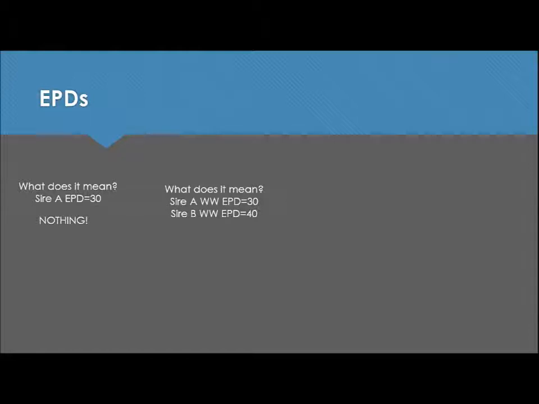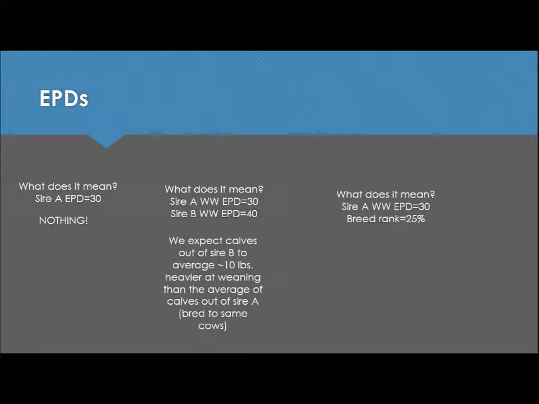Yeah, 10 pounds of weaning weight. So we would expect that calves out of sire B would average about 10 pounds heavier at weaning if we bred them to the same set of cows. So there we can start to extract meaningful information from those numbers.